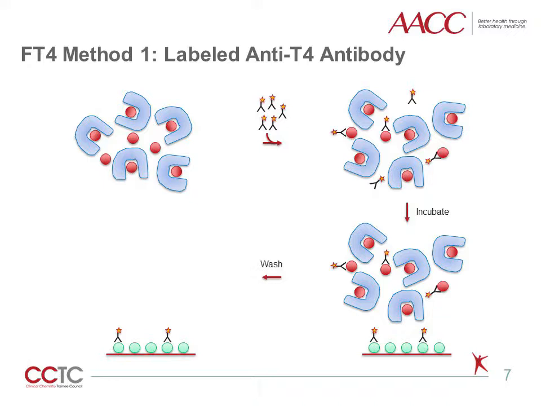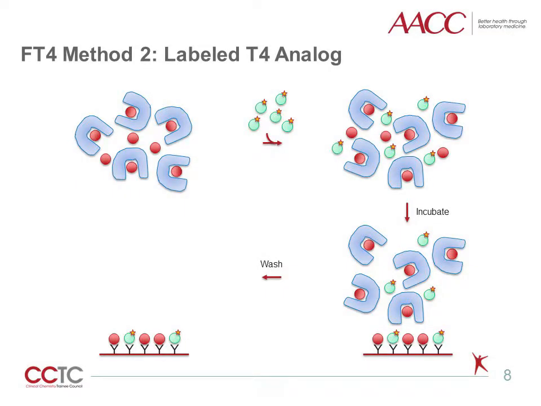Immobilized detector antibody signal is then measured, and as this is a competitive immunoassay, signal is inversely proportional to free T4 concentration. In another free T4 assay format, labeled T4 analog is added to patient sample. Similar to the previous assay format, the key point here is that this labeled analog has relatively low affinity for thyroid binding proteins, which allows most protein-bound T4 to remain protein-bound and minimizes disruption of the free to protein-bound equilibrium.